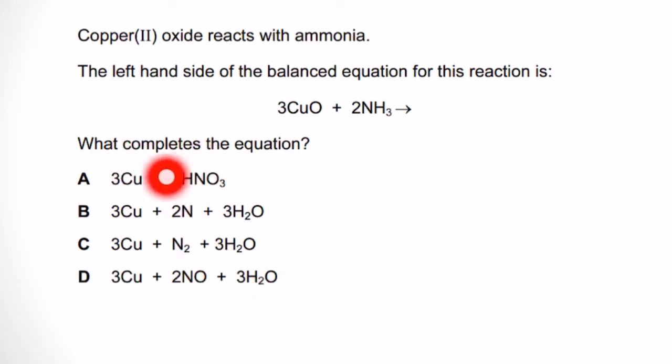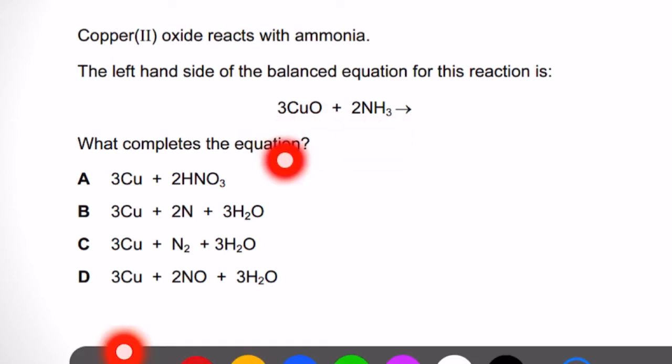What completes the equation? Let us see the number of atoms for each element present in the reactants. We must have an equal number of atoms in the reactants and in the products for each element.